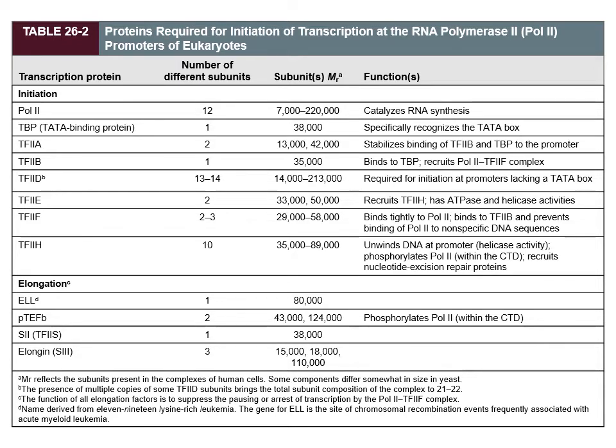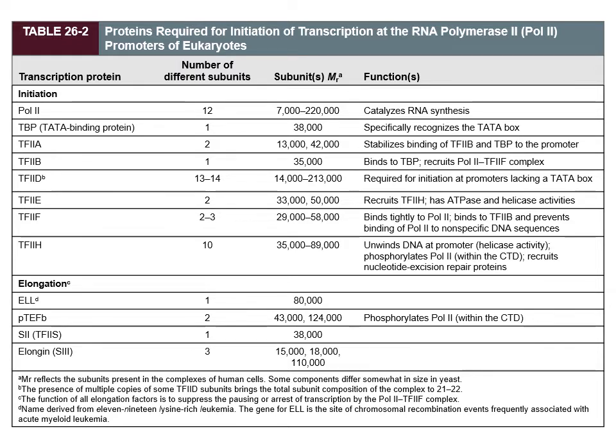RNA polymerase II is also referred to as Pol2. RNA Pol2 has 12 subunits. The additional proteins involved in transcription, for example, TBP, TFIIA, and TFIID, have additional subunits. Thus, the macromolecular complex necessary for initiating, elongating, and terminating transcription is quite complicated.